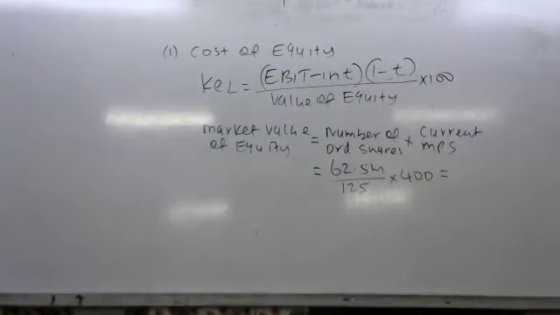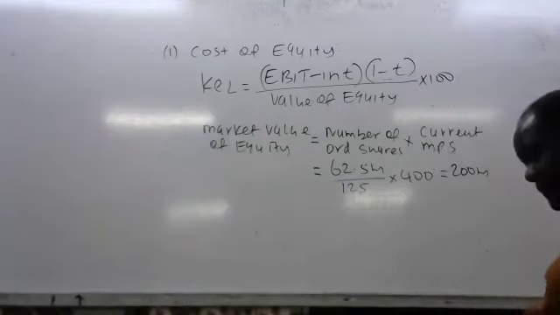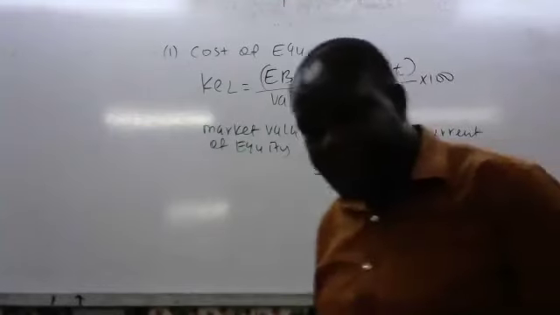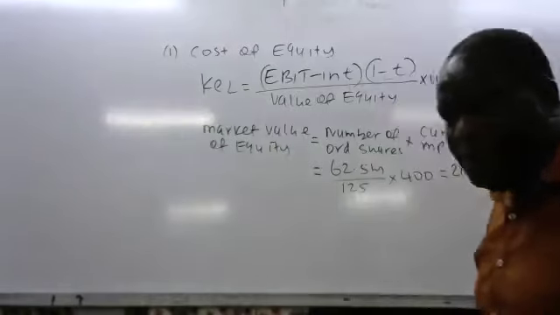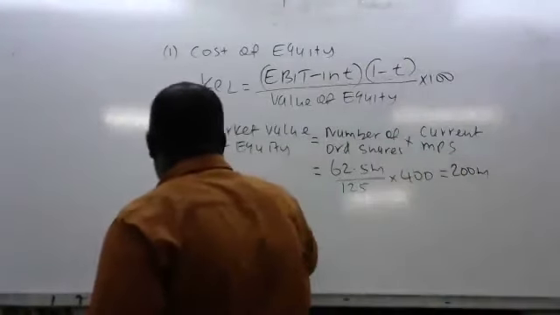Which figure do you get? 200. So it will give us 200 million. Then we also compute interest.